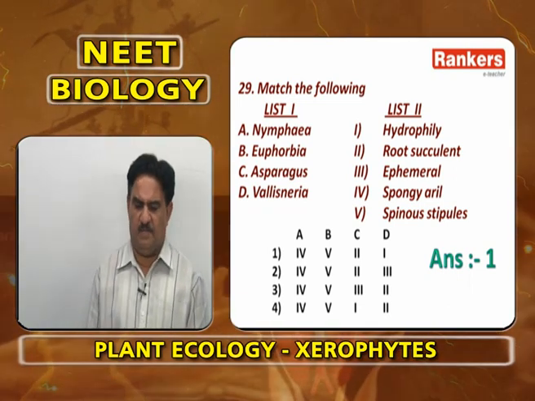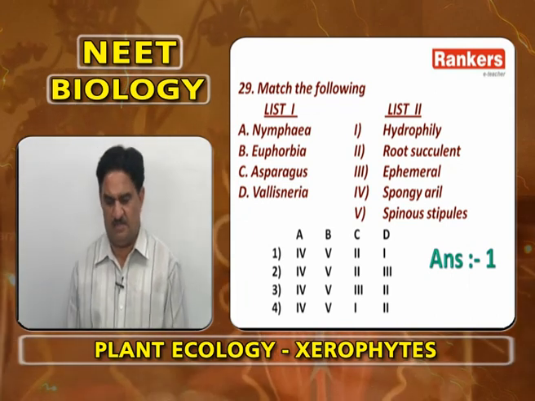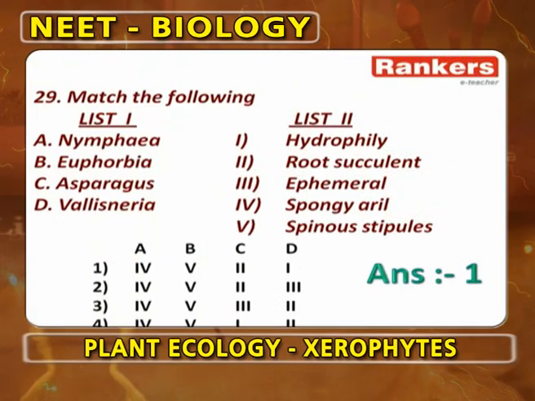Here, among Nymphaea, Euphorbia, Asparagus, Vallisneria, there is no ephemeral. So that answer will not come. So, the third option will not come in the answer.